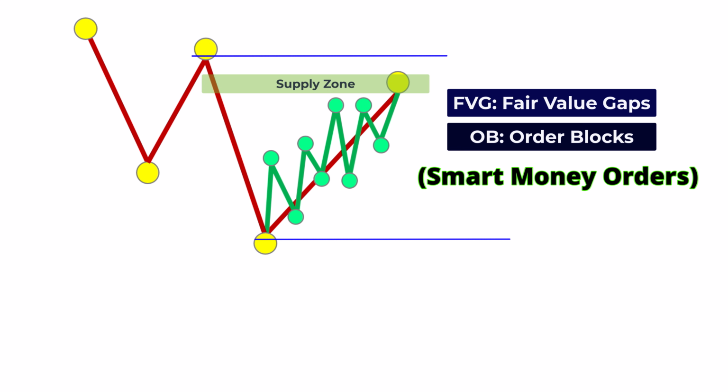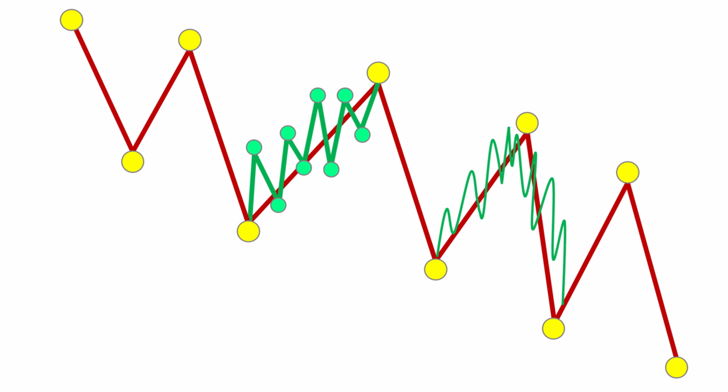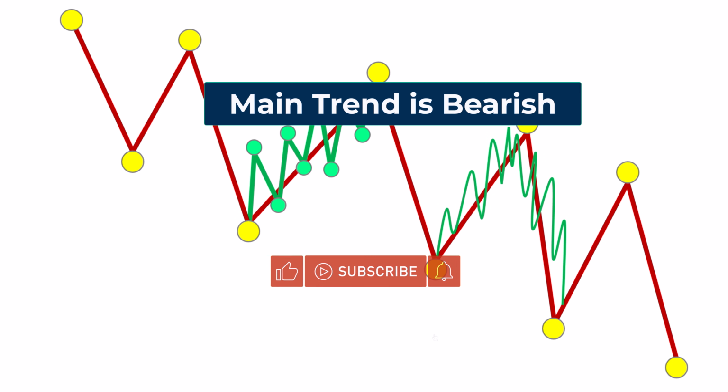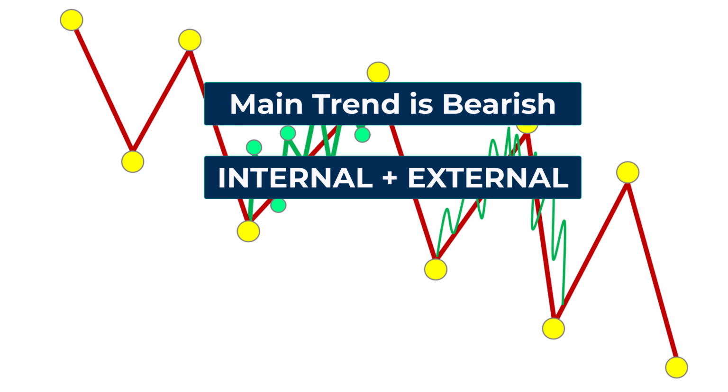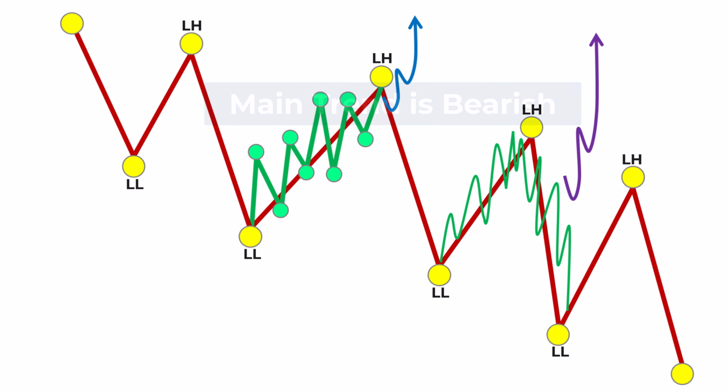So remember this clearly. Internal structure can move against the main trend, but external structure always controls the overall direction. This is why understanding both together gives you clarity, patience, and confidence when reading the market. As we discussed earlier, now, here is the key rule.